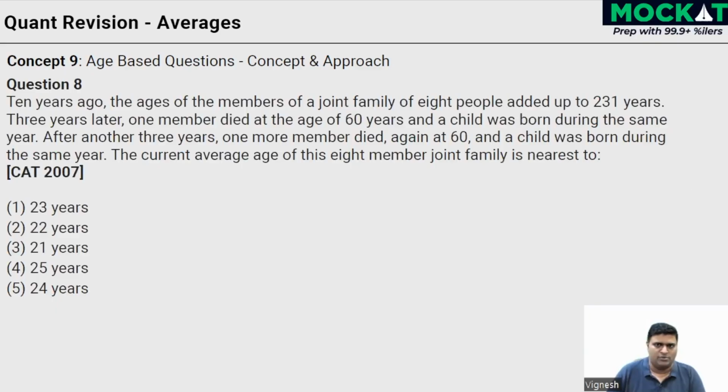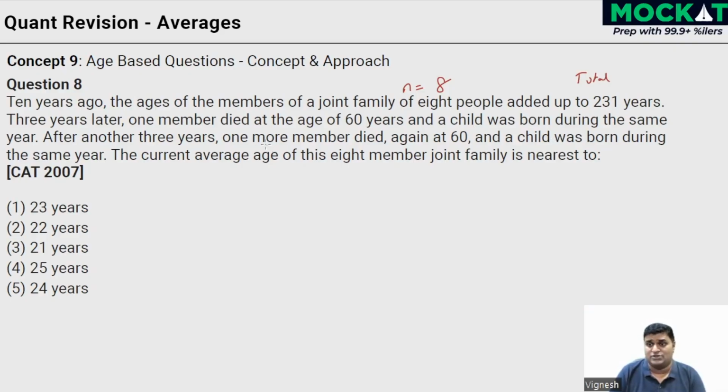Let's look at this question over here, CAT 2007. On to question 8. 10 years ago, the ages of the members of a joint family of 8 people added up to 231 years. The total is given to me already. This was 10 years ago. 3 years later, one member died at the age of 60 years. 60 is knocked off from the total, and a child was born during the same year, immediately born. So 60 was removed and 0 was created. Its net effect is minus 60.